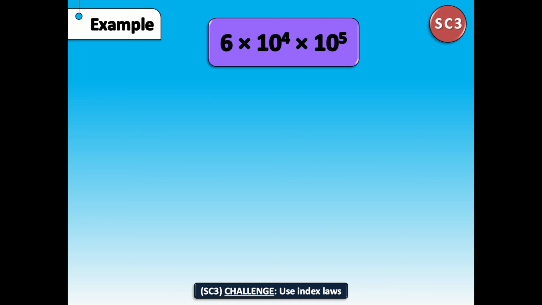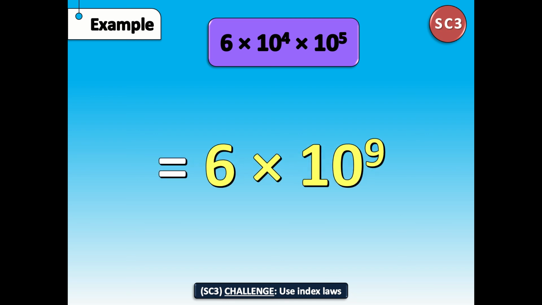So here, we want to do 6 times 10 to the 4 times 10 to the 5, which becomes 6 times 10 to the power of 9, because we can add the 4 and the 5 together.